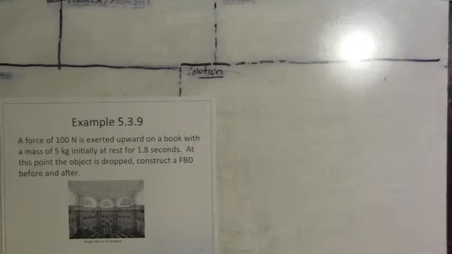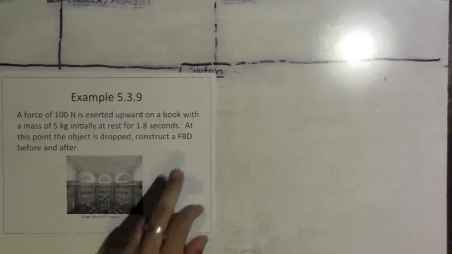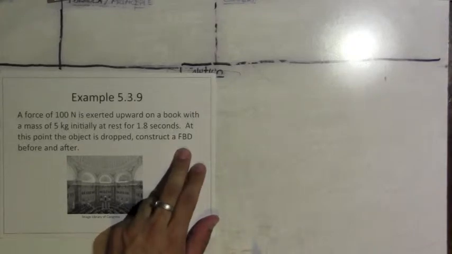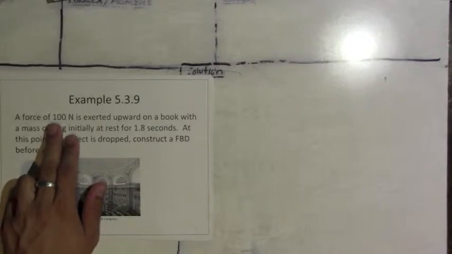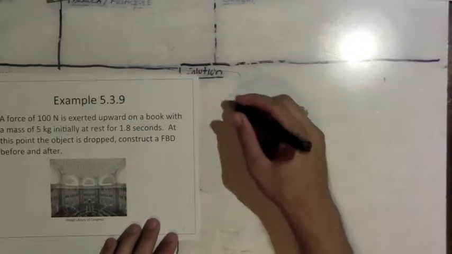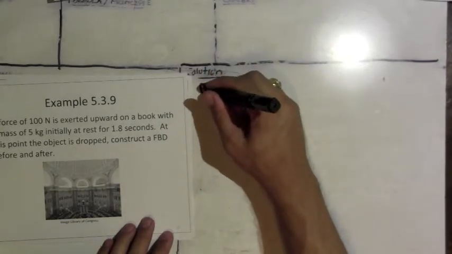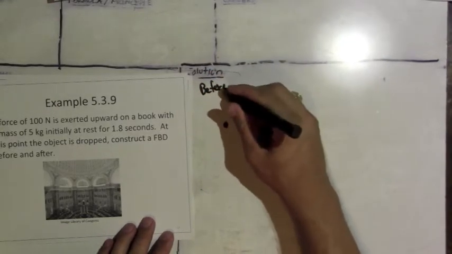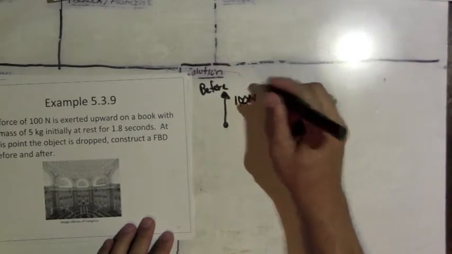So the one thing that you should notice right away is there are actually a lot of numbers in here. Not all of them are going to be relevant because what we're trying to do is calculate a free body diagram. So it says first of all we have a 100 newton force that is being exerted upwards. So here's my object. It's our book. We're going to be talking about before, when it's being lifted. You have a force of 100 newtons that is exerted upwards.